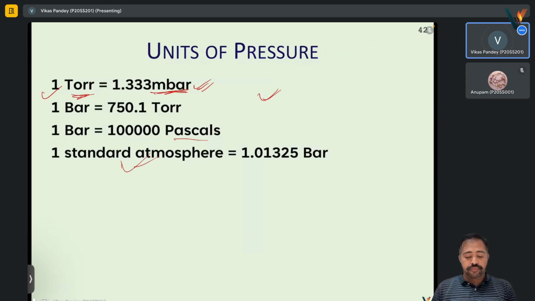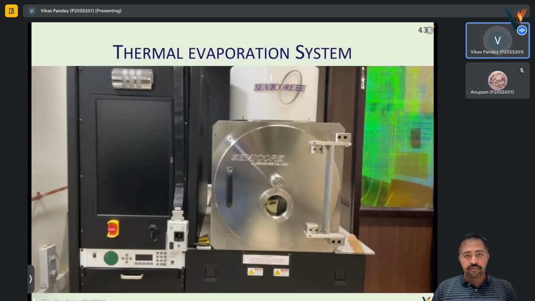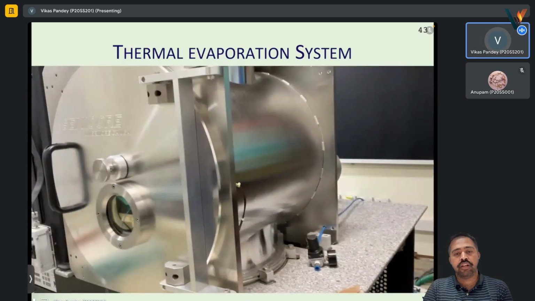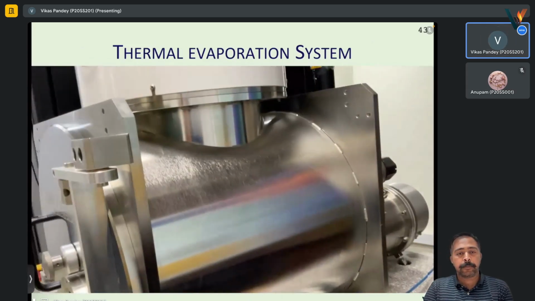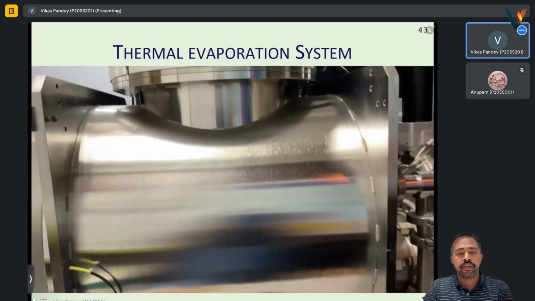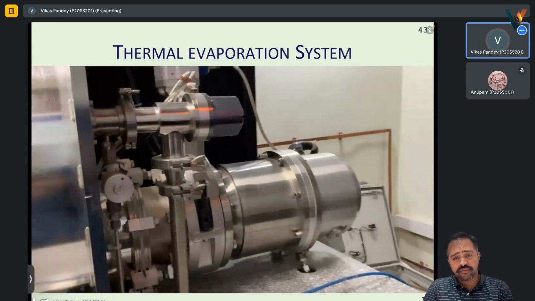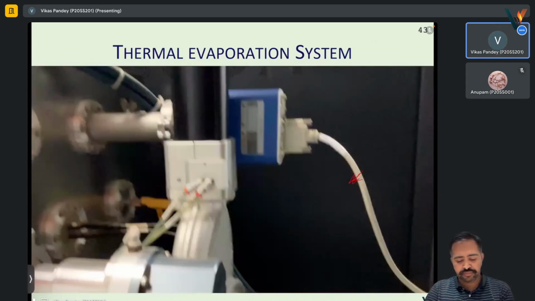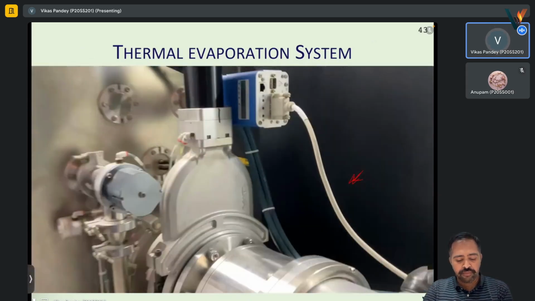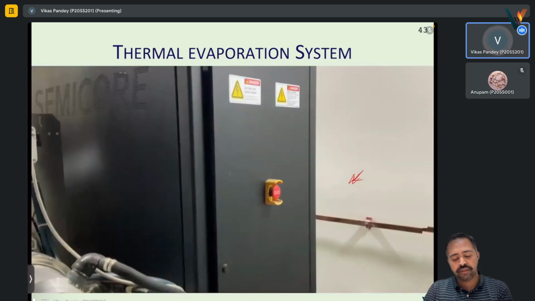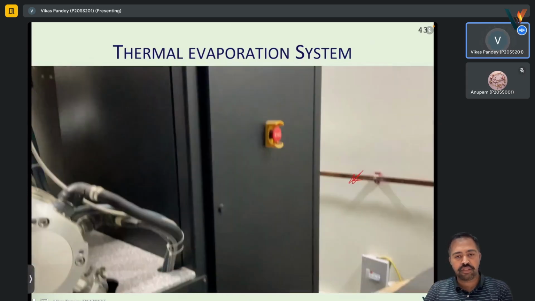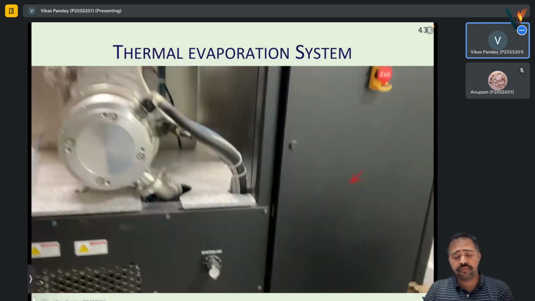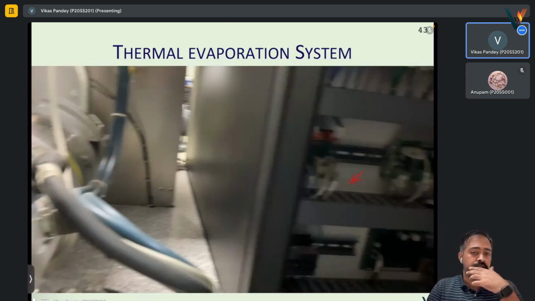So let's see some thermal evaporation systems. This is one of the thermal evaporation systems we have in our lab. This is the chamber, and in the back side is the pump that is used to create the high vacuum for the deposition. These are the controls, all the control systems, which are used to control the deposition rate and all other things.